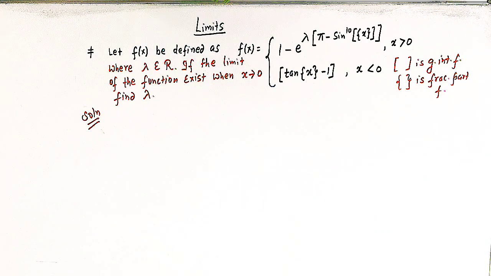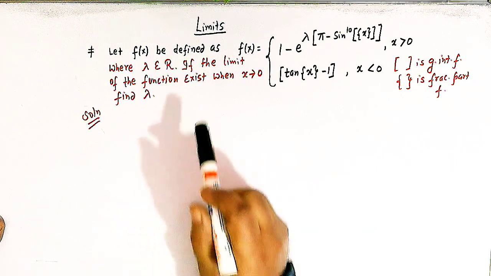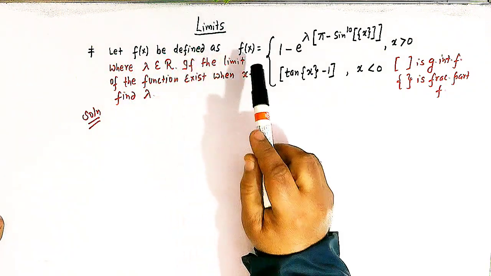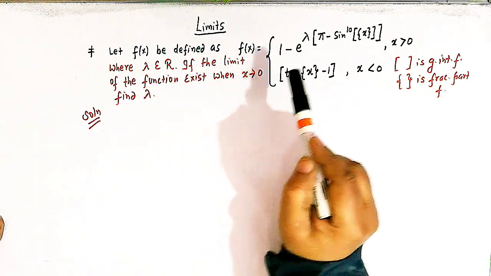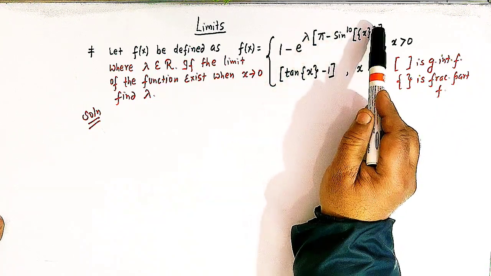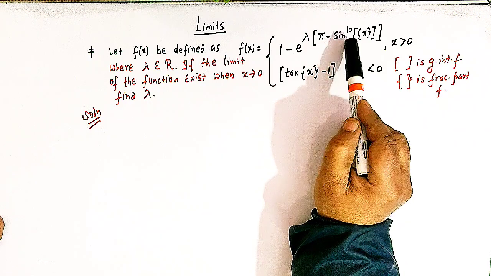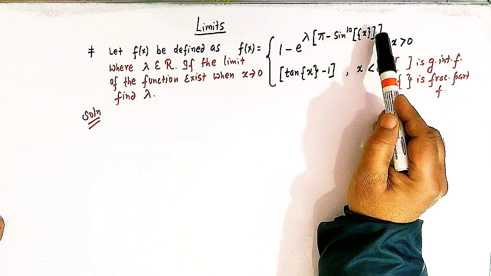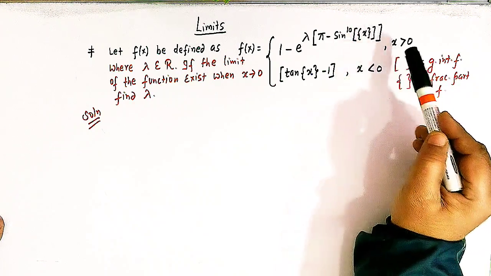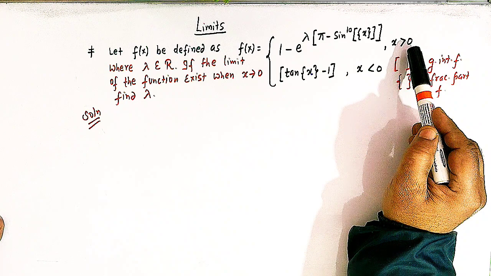Hello viewers, in today's session we are going to discuss a very important and conceptual problem from limits, right? And here we have this problem in which we are given a function f of x which is defined as 1 minus e raised to lambda times greatest integer of pi minus sine raised to 10, and here we have greatest integer of fractional part of x for all x greater than 0, right?